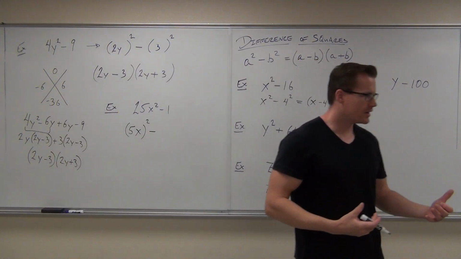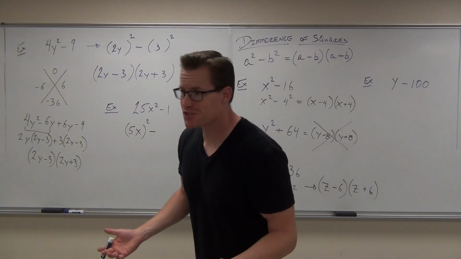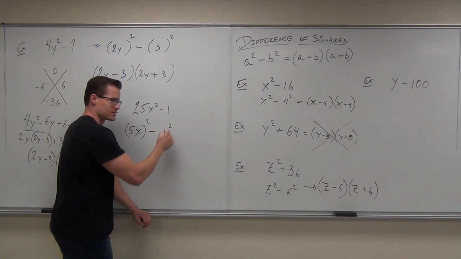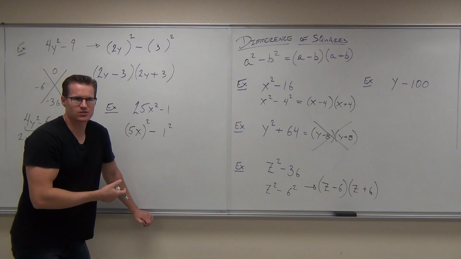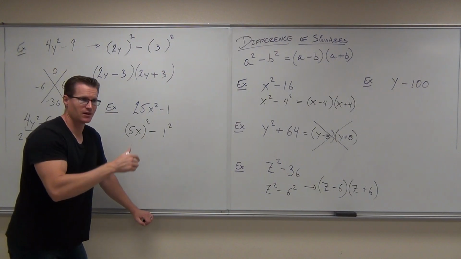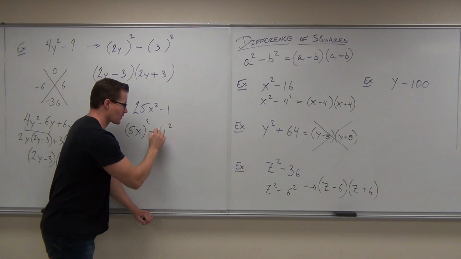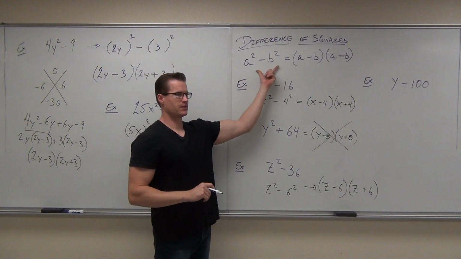Can you write 1 as something squared? Yeah. It's the most trivial perfect square. Is it true that 1 squared is the same as 1? Yes. In fact, it's a perfect square. It's just a really, really simple one. So there's 4, there's 9, but 1 squared is 1. Therefore, 1 is inherently a perfect square. Does this fit this pattern?